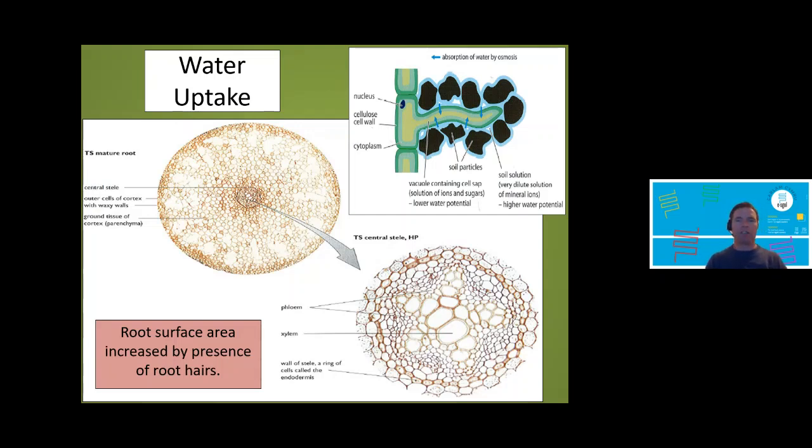So let's go back to this diagram here. Well, if we look at this first one, we're seeing the whole of the root, cross section of the root, or transverse section, as it shows here, transverse section of a mature root. Water's got to get from the outside of that root, it's got to get through the cortex, meaning through all the parenchyma, and then it's got to get into the stele and into the xylem.